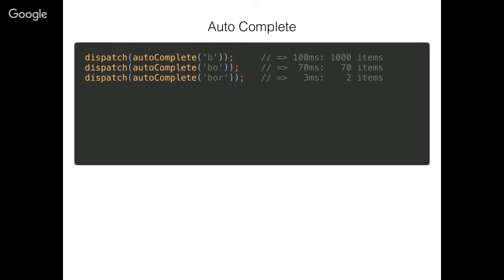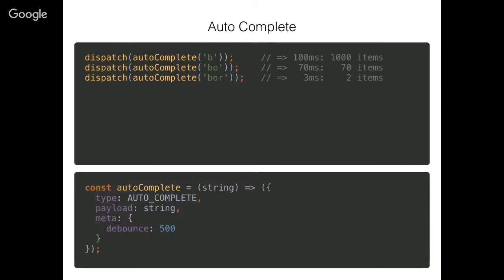How about instead, we create a middleware that automatically looks at the meta tag at the bottom. And if it sees that there is a debounce key, it will not let the autocomplete action pass downwards. It will stop it, wait for 500 milliseconds, and only then call next on this action. And if someone calls for another autocomplete during those 500 milliseconds, it will forget the first one, just throw it out, keep the second one for 500 milliseconds, and then let it through.